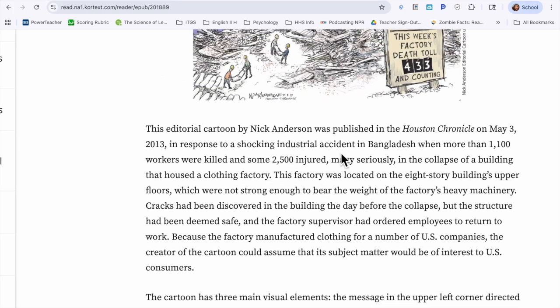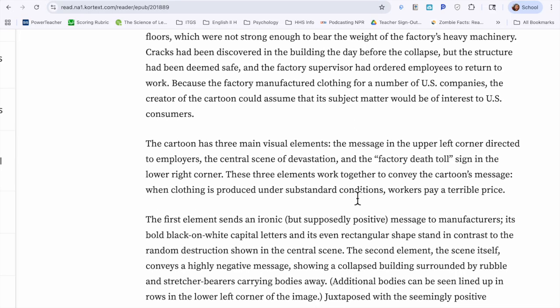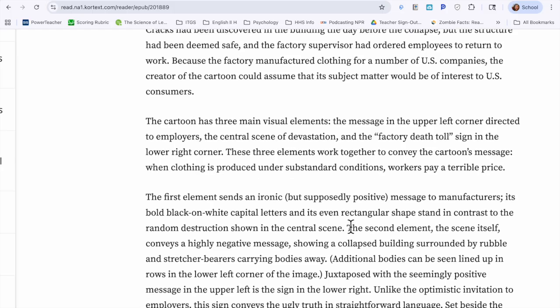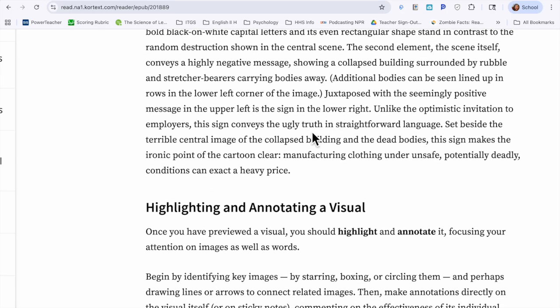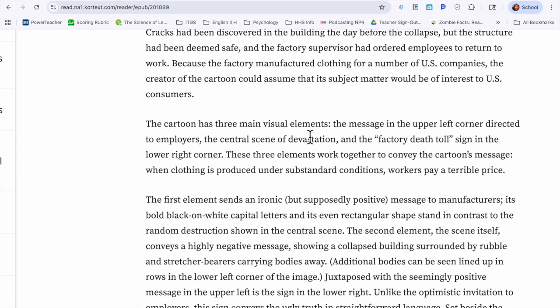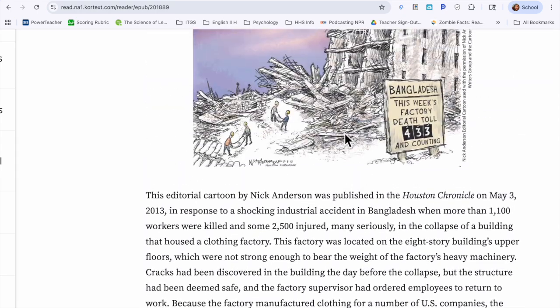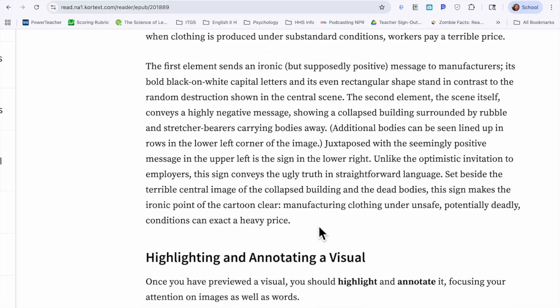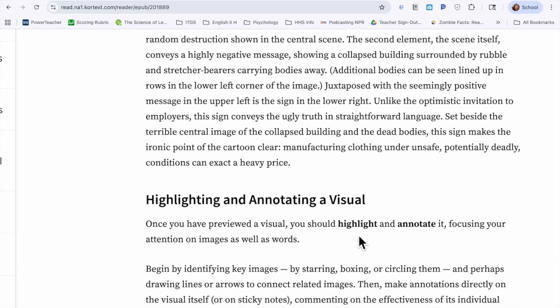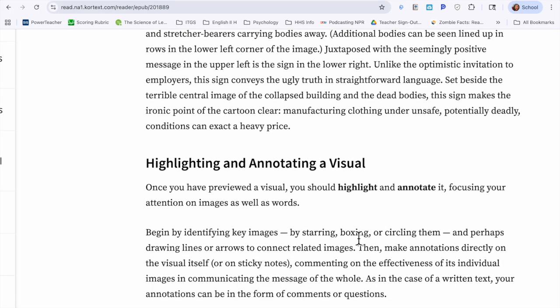So just me paying attention to the cartoon, I noticed a few things, and apparently my observations were right. So that's really key. So it's not just annotating to annotate, but checking yourself. What is it that you notice versus what some expert might say? Because that's what you guys are going to be doing for your first assignment. You're going to be doing a visual rhetorical analysis.